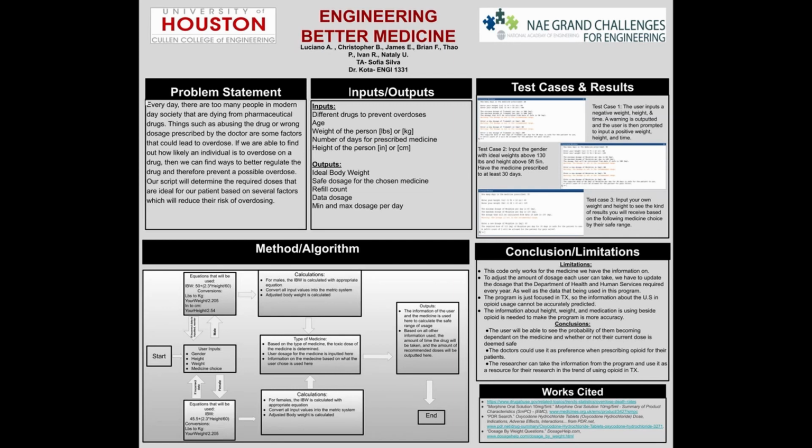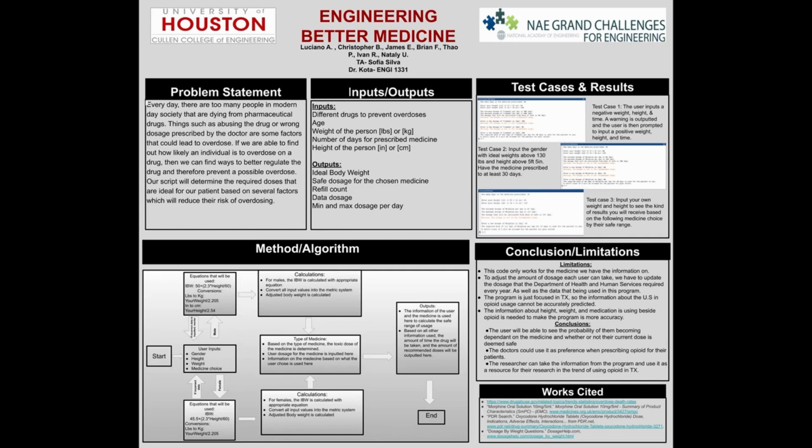Okay, so our group decided to do engineering better medicines, and the specific thing that we wanted to focus on was addiction and overdose rates in the state of Texas, because most of us have lost a loved one or someone we knew to an overdose, or we know somebody who has an addiction to a drug.